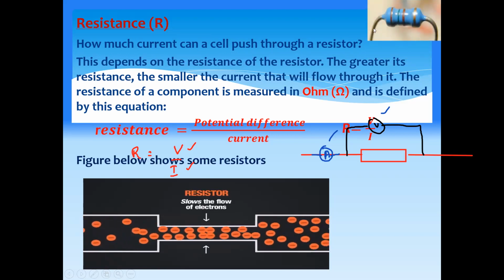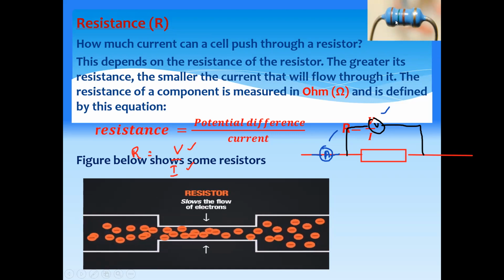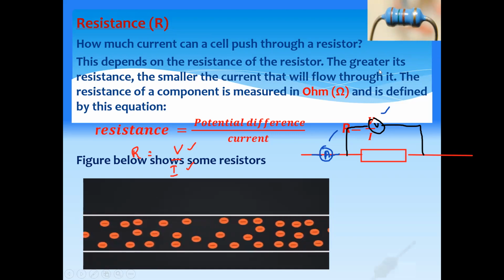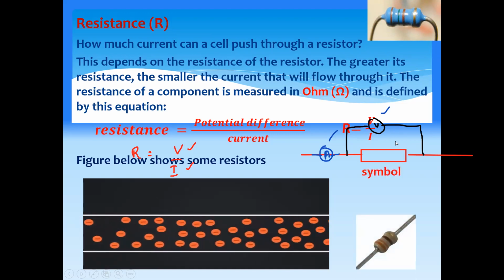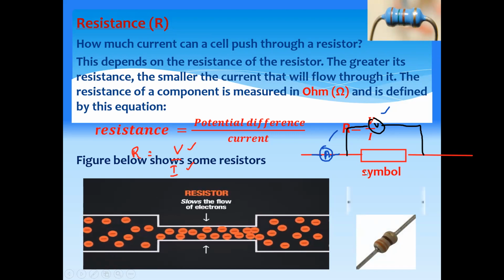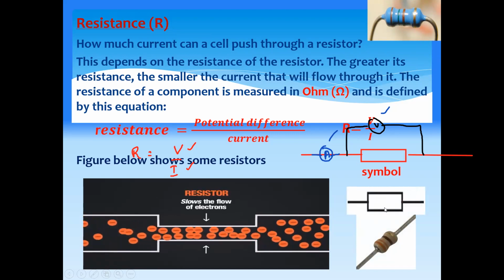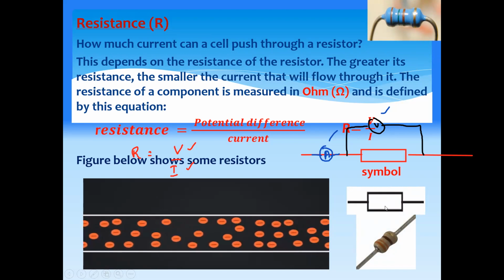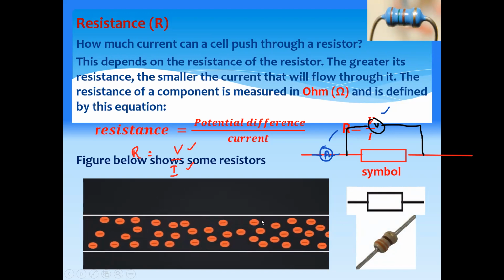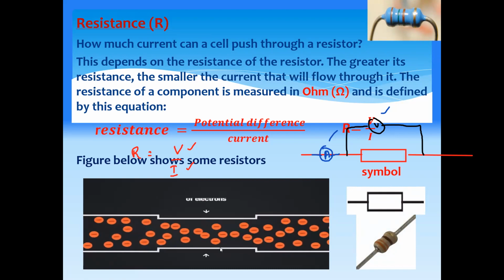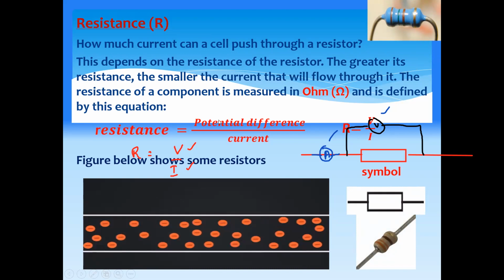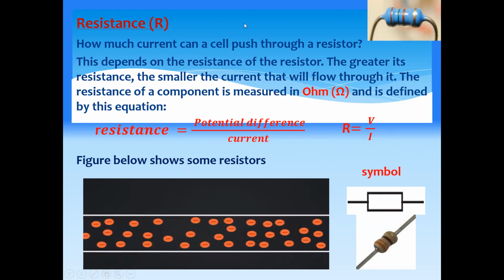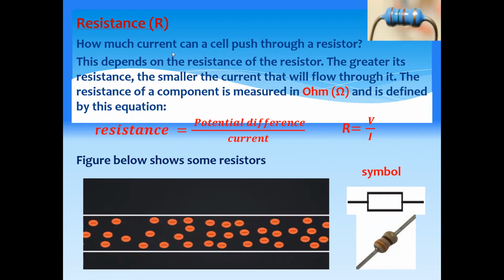This is how a resistor looks practically, but we don't draw this, we just use a circuit symbol. Whenever we use a circuit symbol for a resistor, we use a rectangular box with two lines that shows the resistance of a material. So resistance is basically a property of a material to stop the flow of the charges.